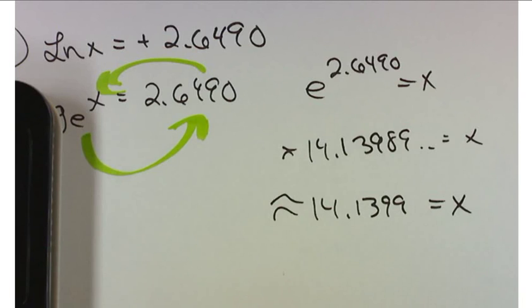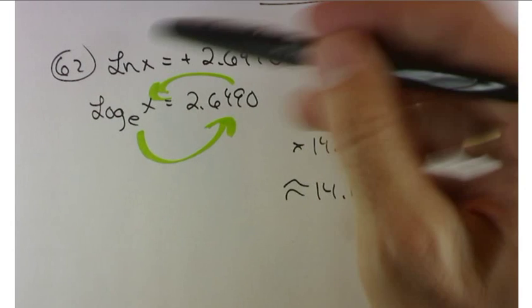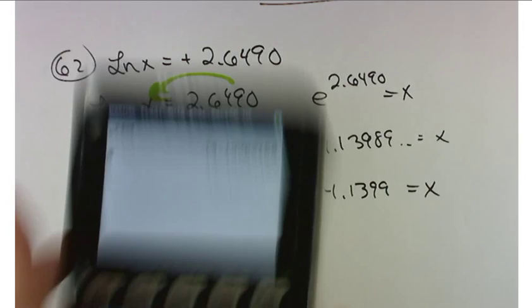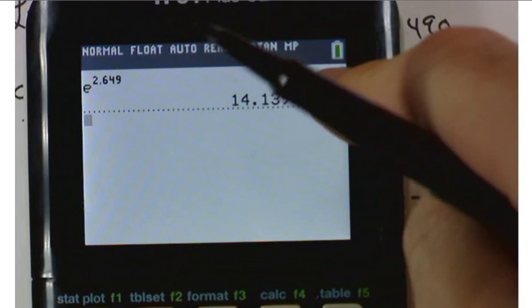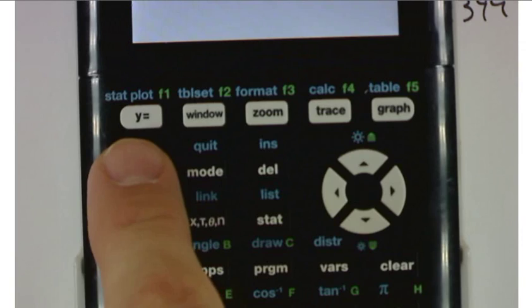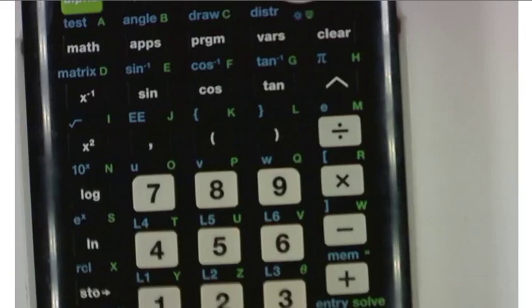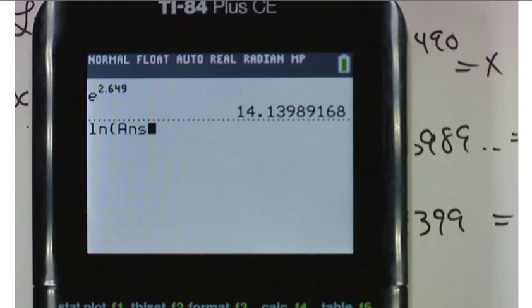By the way, if you're looking at that going, that's such a strange number, I don't trust it, how could I check that? Yeah. If you take the log of that, you should get exactly this. This is really convenient, especially if you have a graphing calculator. You can take the log of your previous answer just by hitting the ln key, then the second button, and then the inverse key down here. And that'll take the log of your previous answer, and you get exactly 2.649.